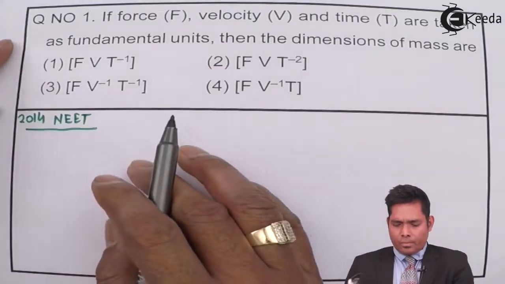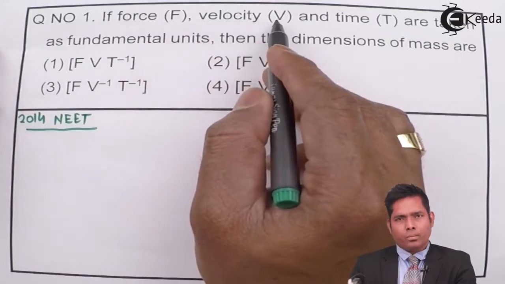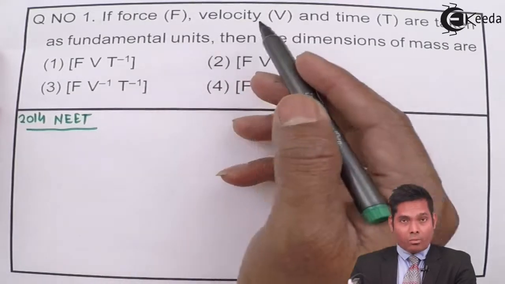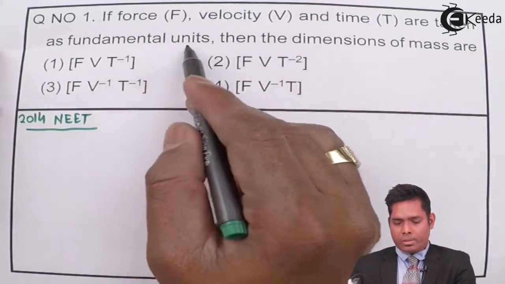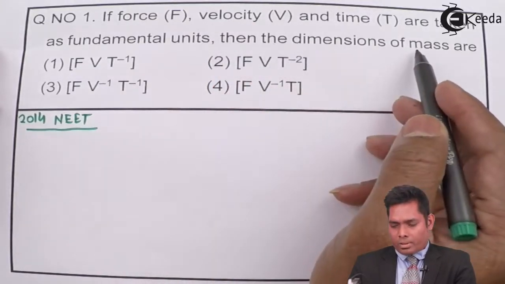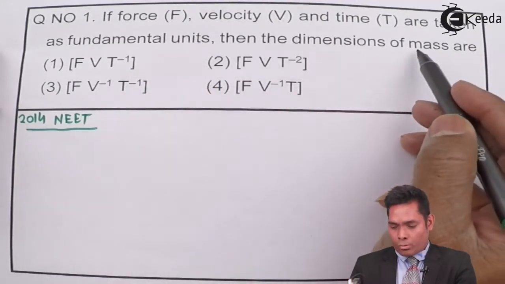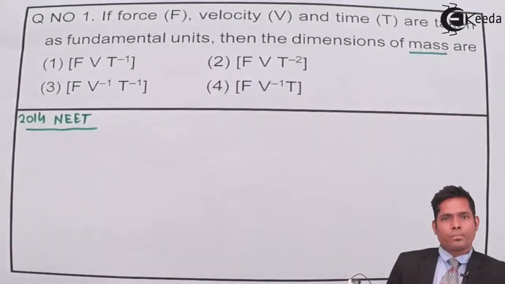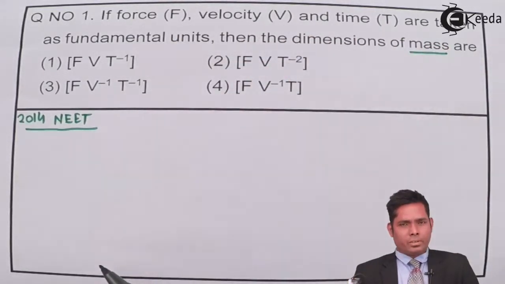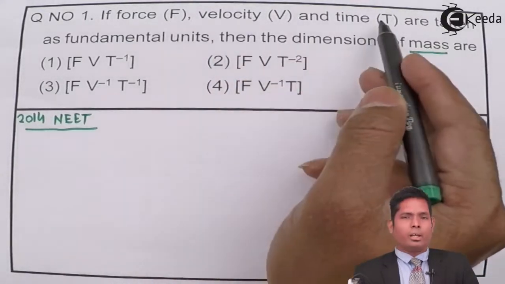The first question is, if force F, velocity V and time T are taken as fundamental units, they are not fundamental units but they are taken as fundamental units in the question, then the dimensions of mass are, which of the following options is correct? So you have to find the dimension of mass taking into consideration that these are the fundamental quantities. That means you have to express this mass in terms of F, V and T.